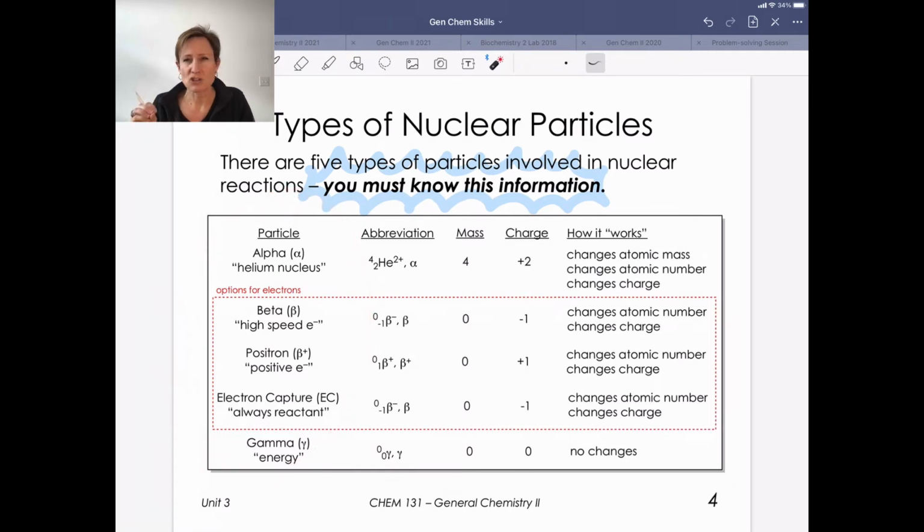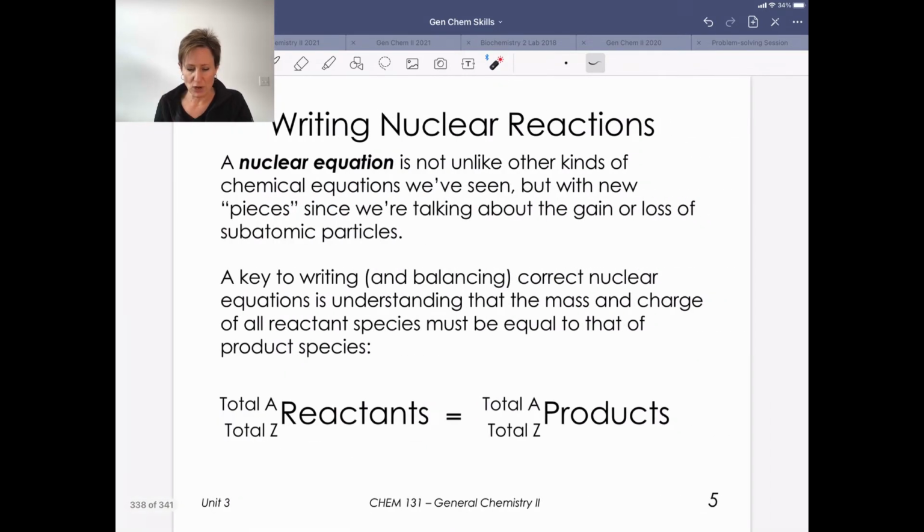I'd encourage you, as you're working through and learning how to do these problems, have this table nearby. But when it comes time for a test and so forth, these are pieces of information you have to have in your brain.